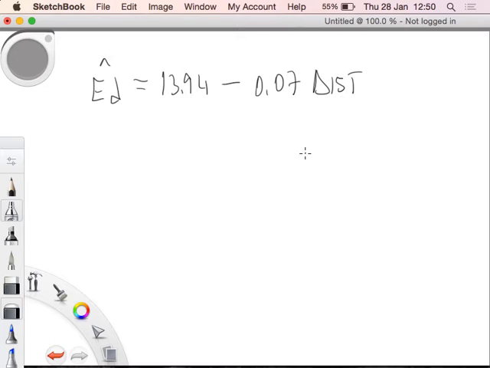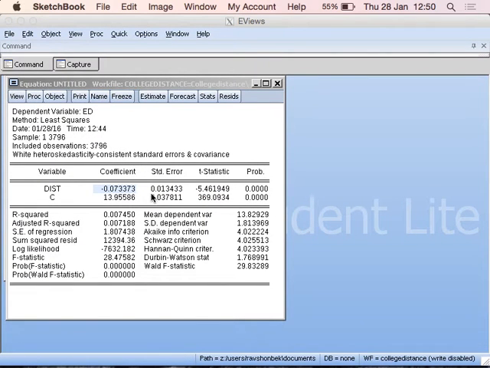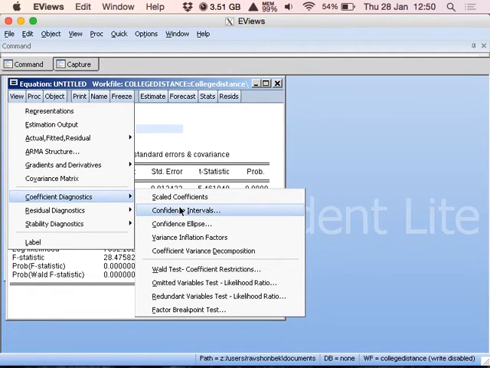Now, question D now. I'll skip the 95% confidence interval. It's an easy one, right? Or maybe I'll do it quickly. Let's look at the 95% confidence interval for this coefficient estimate. For that, you go to view, go to coefficient diagnostics, confidence intervals.